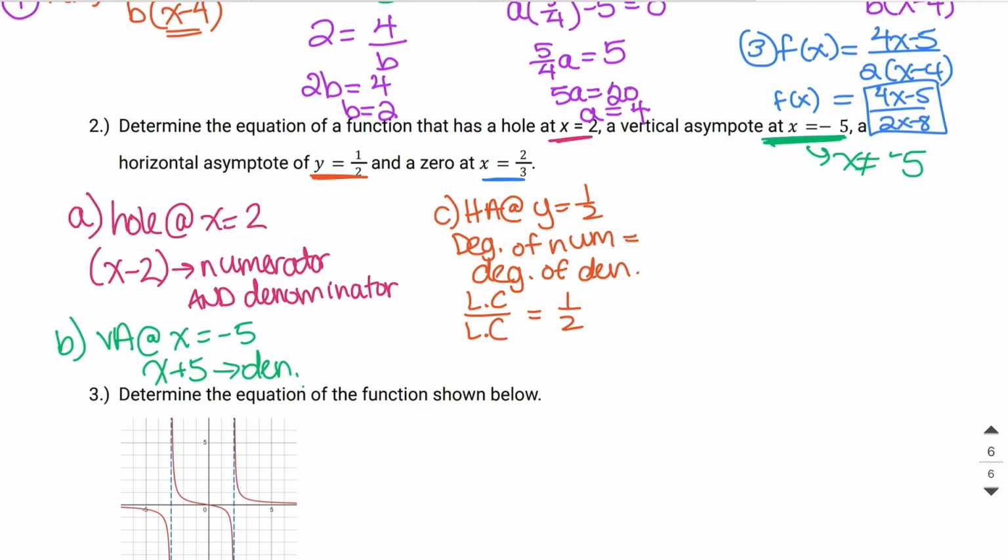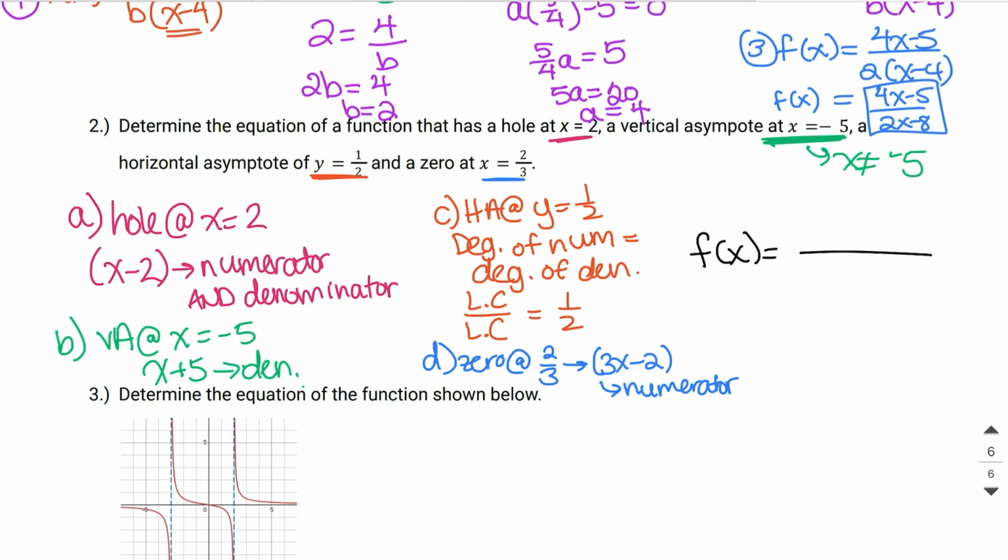And then the last piece of information is that we have a 0 at 2/3. So that means that in the numerator, we're going to have a factor of 3x minus 2, because again, our zeros are in the numerator. Well, let's put all of this information together. We know, again, that we will have x minus 2 in the numerator and denominator because we have a hole in the numerator and the denominator.